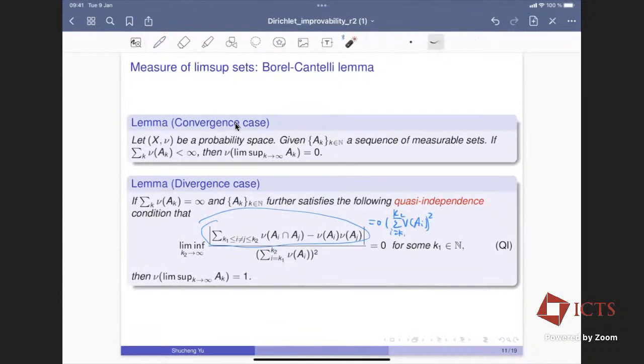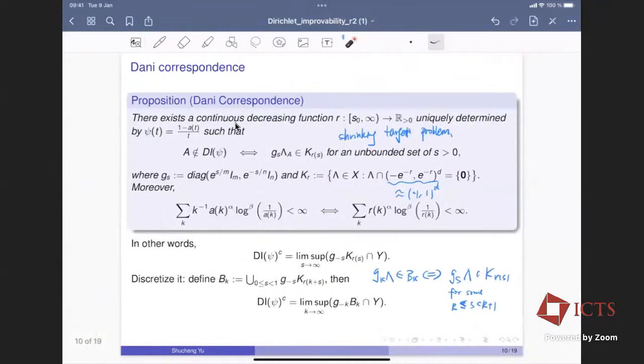And once you have this quadratic independence condition, together with this divergence sum condition, then you can show that the limsup set has full measure. And we will apply these two lemmas to study the set that we care about, the D_psi complement, because this is just a limsup set.